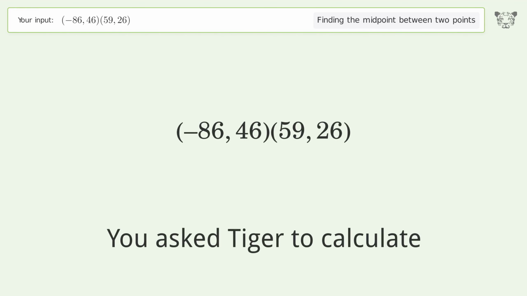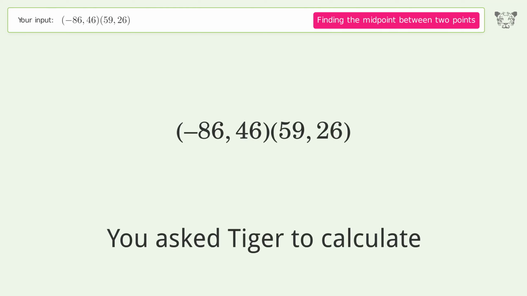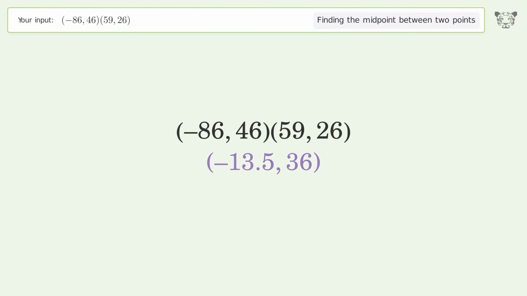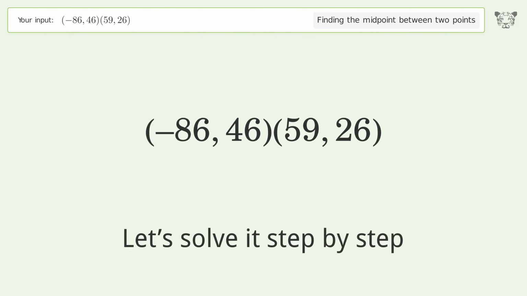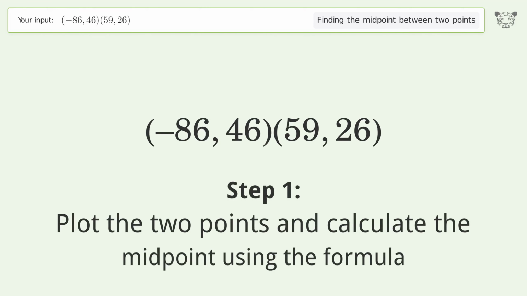You ask Tiger to calculate. This deals with finding the midpoint between 2 points. The midpoint between the 2 points is negative 13.5, 36. Let's solve it step by step. Plot the 2 points and calculate the midpoint using the formula.